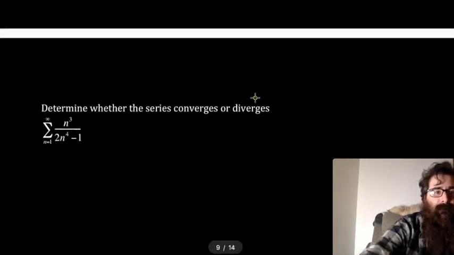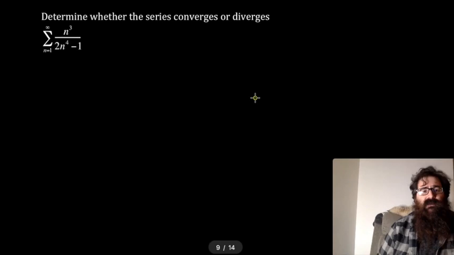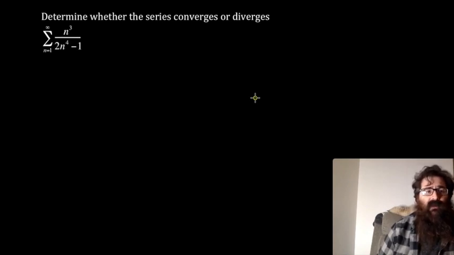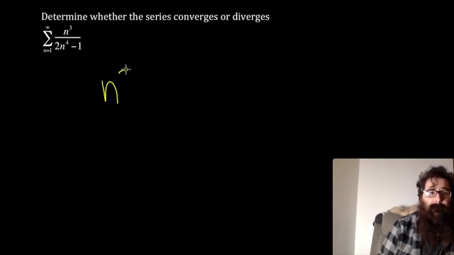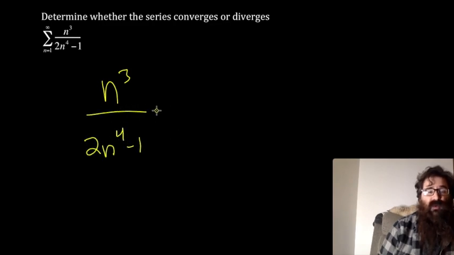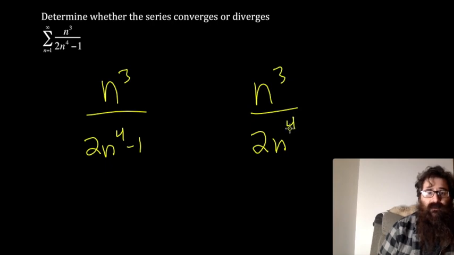Take a look at another example. Determine whether the series converges or diverges. Here we have the sum from n equals 1 to infinity of n cubed over 2n to the 4th minus 1. So I'm just going to pop this out for a bit. N cubed over 2n to the 4th minus 1. And I can quickly compare this to, let me just ditch the minus 1. That's a fast move I can make, where I should be able to place an inequality sign in between these.